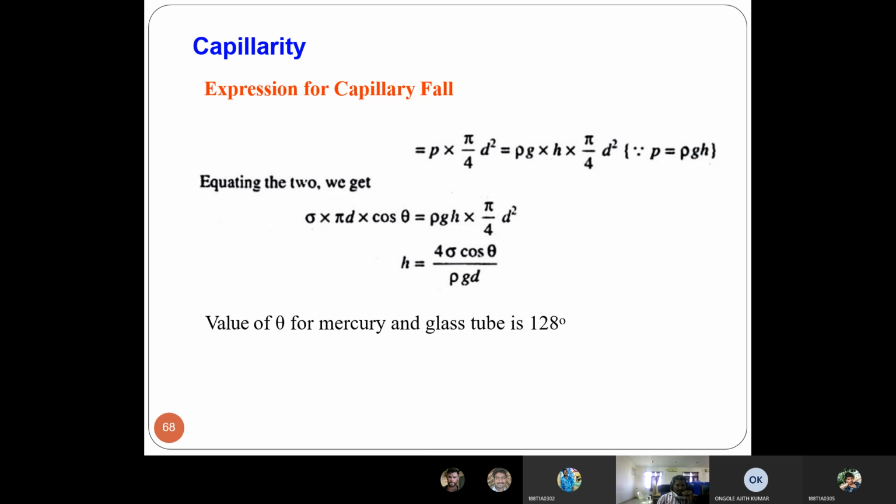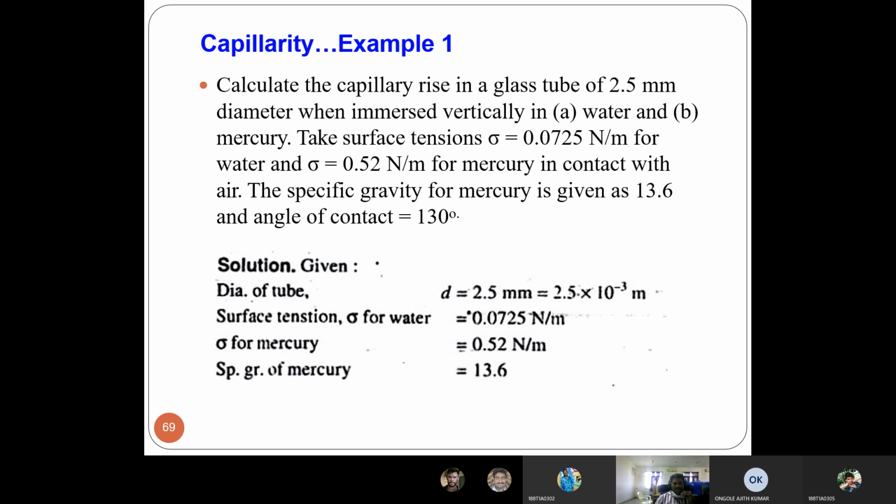For capillary rise for water, theta is equal to 0. For capillary fall or depression for mercury, theta is equal to 128 degrees. That is the thing we have to remember. Here, see one more problem.